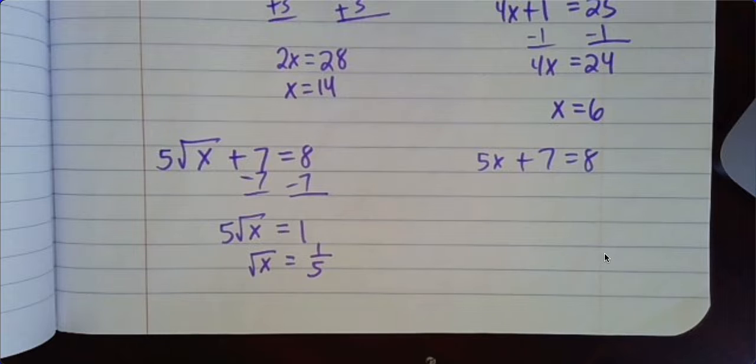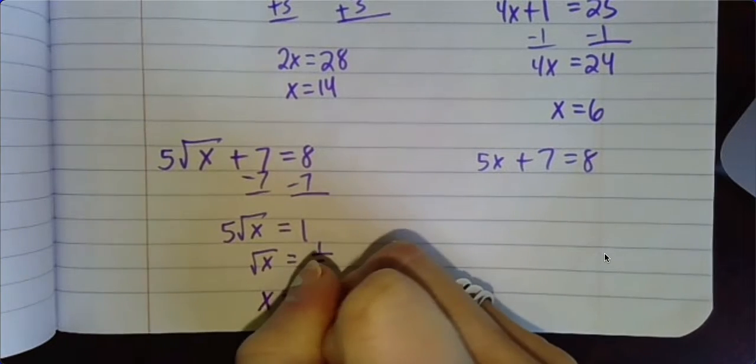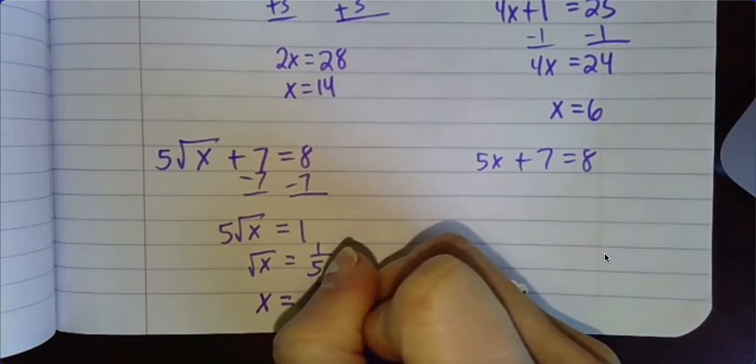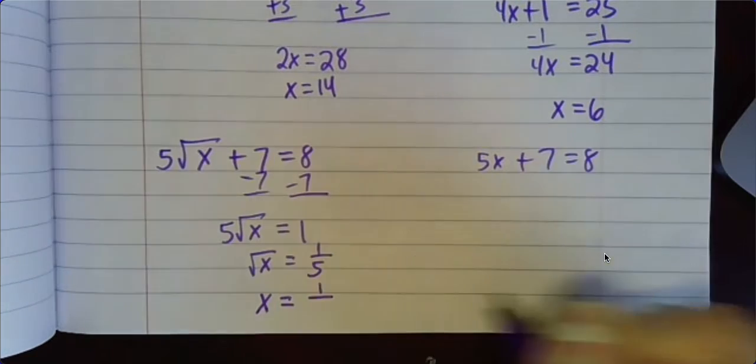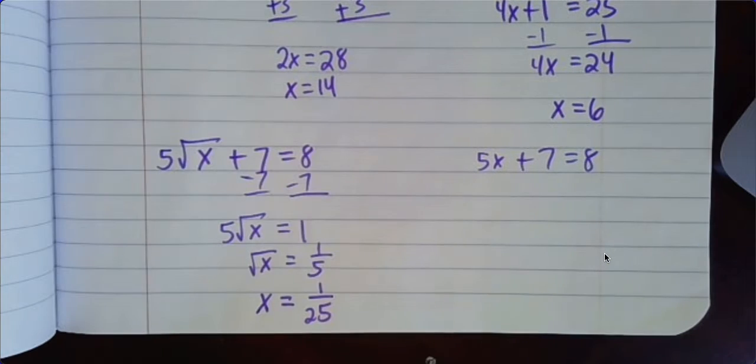All right, and don't make this hard. What's the opposite of square rooting? Square. So I'm going to square the 1 and the 5. Okay? So I get x equals, what's 1 squared? 1. What's 5 squared? 25. There's your answer. Does that make sense, y'all? That one was just a tad bit different.